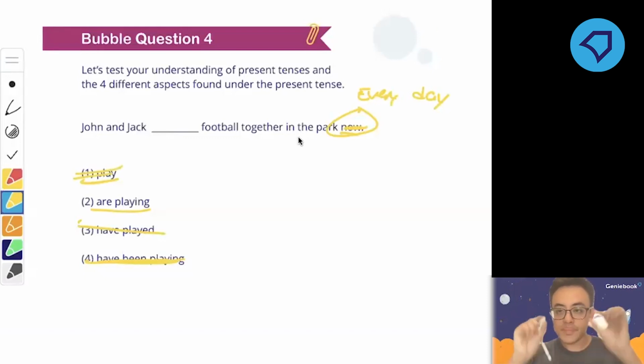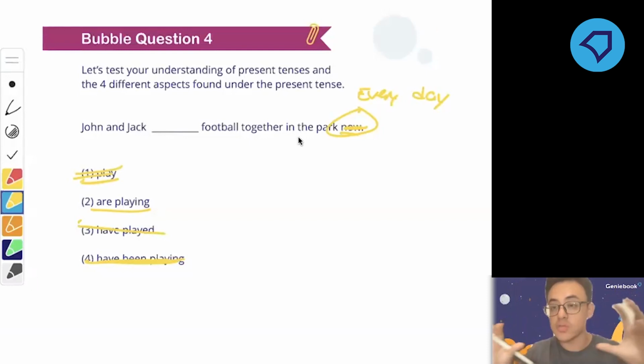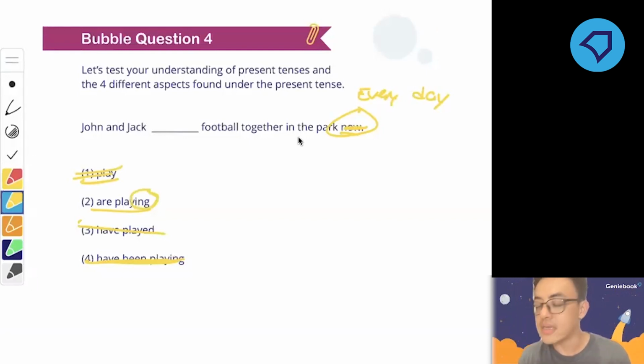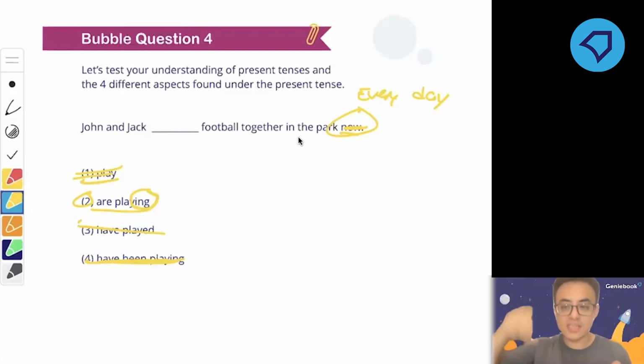Why is it number 2? Think about the action that's happening right now. Playing football, this action would stretch out for a period of time. So we are focusing on this action of playing football over a long period of time. Playing football happens over a longer period of time, so we want to use the ing word to answer. John and Jack are plural, so they are playing football in the park now. The action will occur for a period of time before they end. It's not a very short action, it's a stretched out action.